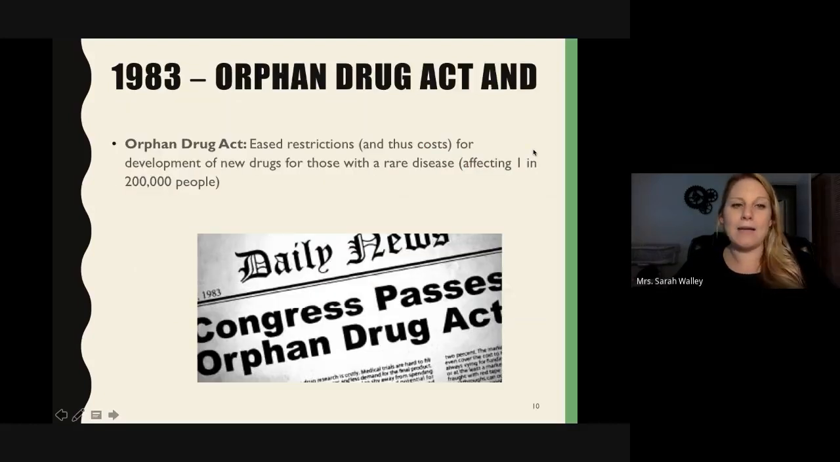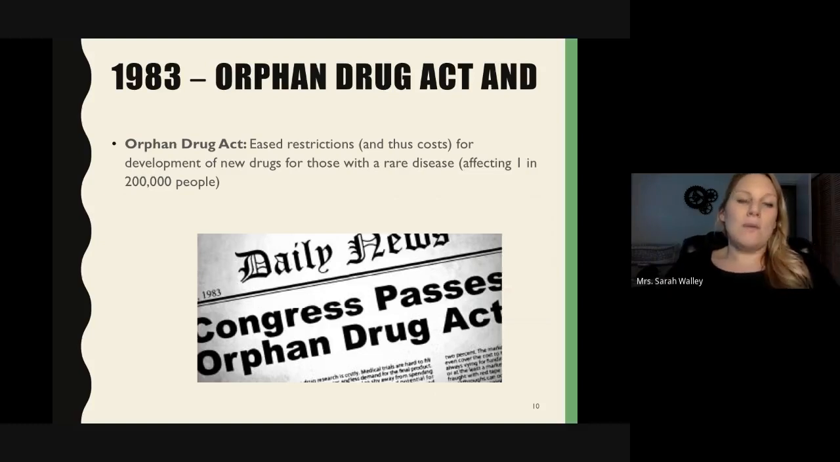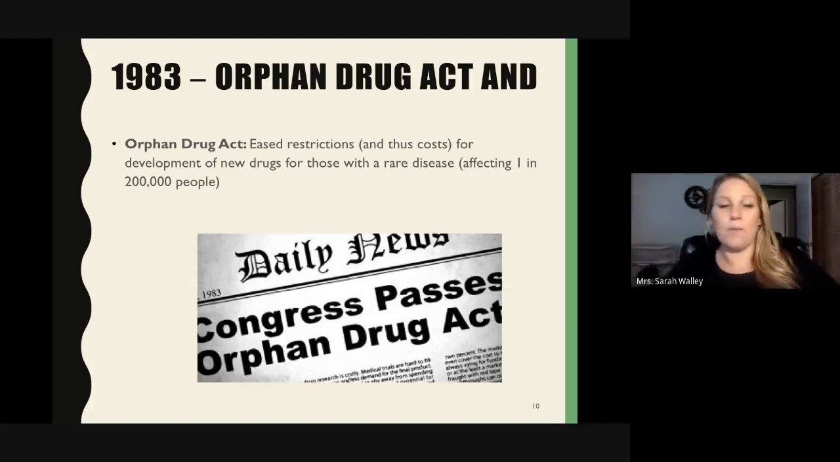1983, the Orphan Drug Act. There was another one here, but I took it out, so forget the "and" here. It eased restrictions and thus costs for development of new drugs for those with rare diseases affecting 1 in 200,000 people or more. So with this, the nice thing was, there was so much research being done at this time about rare diseases that were affecting people. But it could take years and years and years to get a drug on the market.